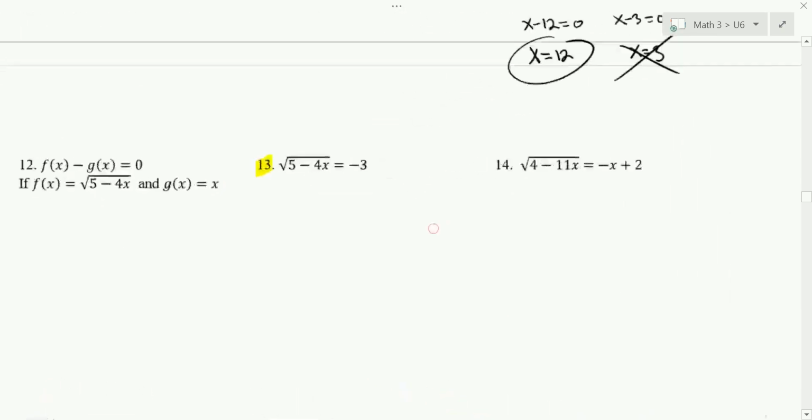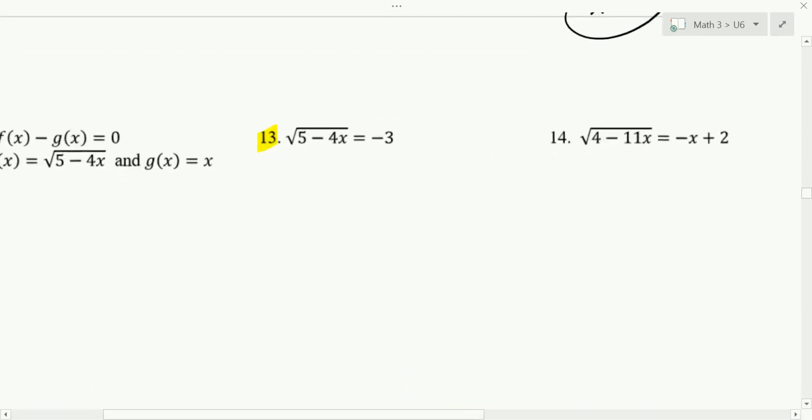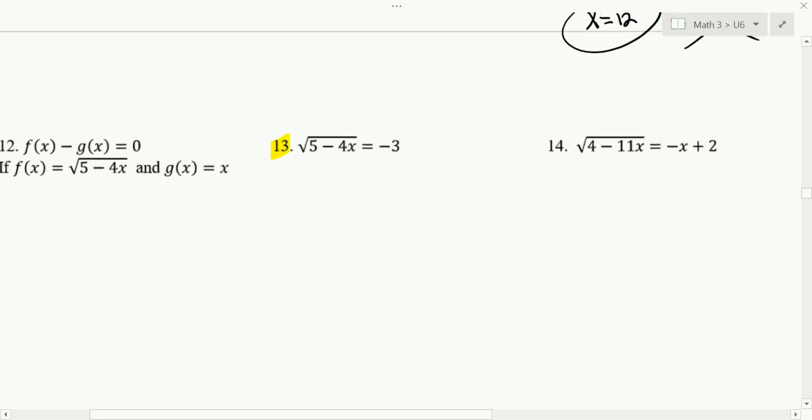Number 13. Here we square both sides, but actually we may want to think about this before we even do. Notice we're taking the square root of something, and we're getting a negative answer, which is not possible. If you take the square root of a real number, you're not going to get a negative answer. So we can say no solution up front, or we can work through this and find that there is no solution. So let's work through this and see what would happen if you didn't recognize that.